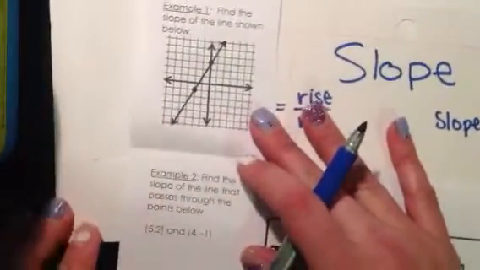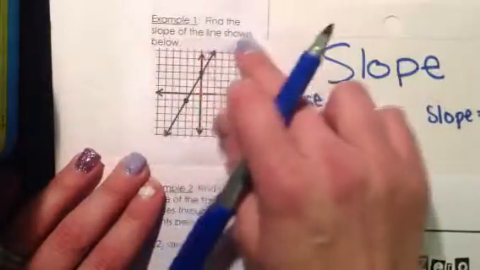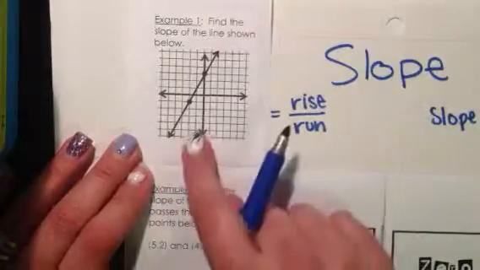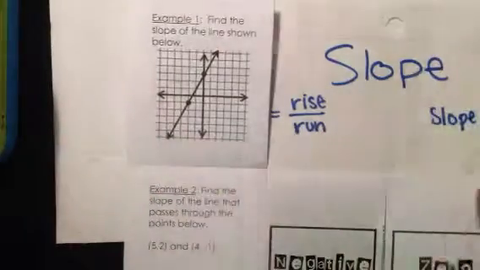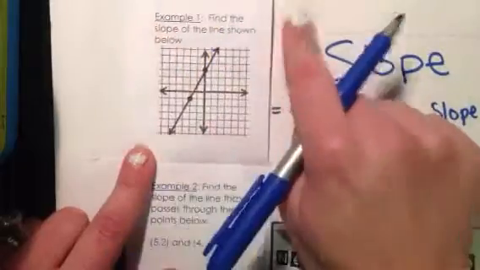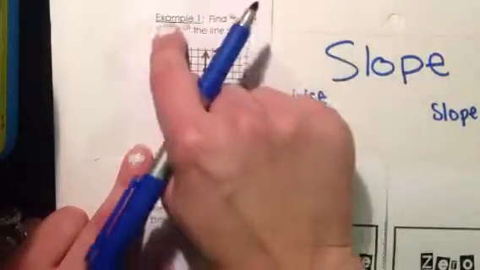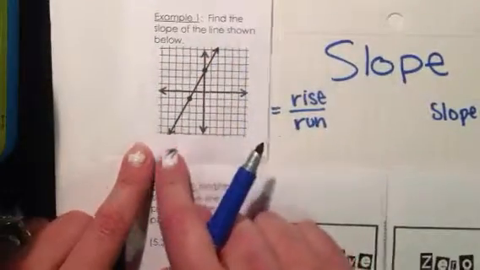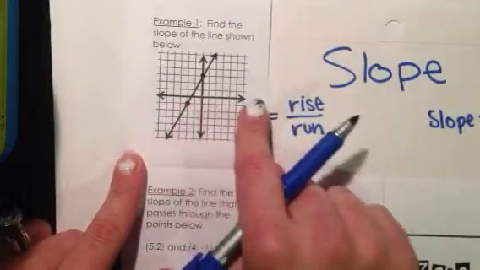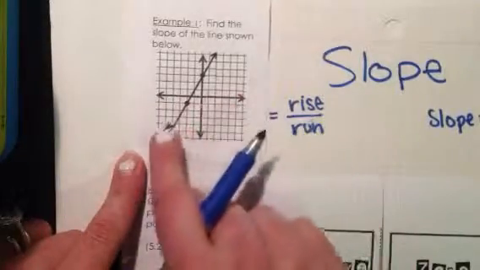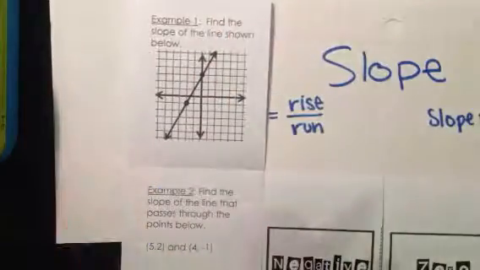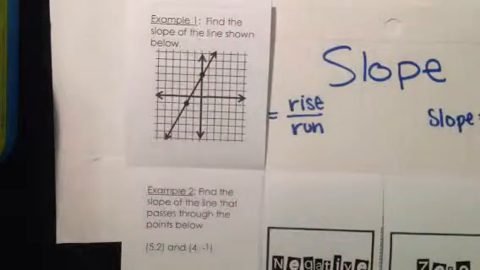If you look at that flap, example 1 says find the slope of the line shown below. First of all, this line right here is positive. As we read in English, we go from left to right. We read a graph the same way. If we go from left to right and the line is increasing or going upwards, then it has a positive slope.